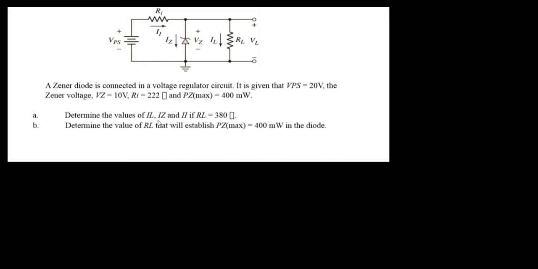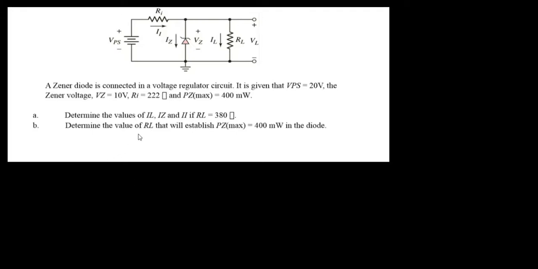So A, determine the values IL, IZ, and then II if RL is given to be 280 ohms. And then secondly, we should determine the value of RL that will establish the maximum power in the Zener diode, which is 500 milliwatts. Okay, so that's the question on the screen here. So now let's go ahead and tackle this question.